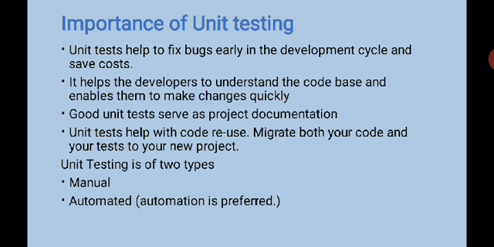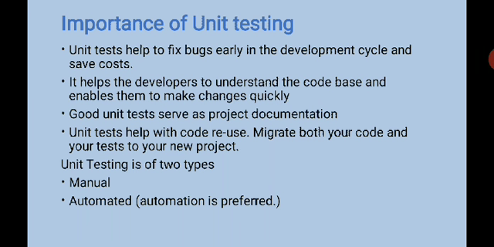Okay, what is the importance of unit testing? Why do we do it, why is it good, right? Unit testing helps to fix bugs early in the development cycle and saves cost, right? As the developer is developing, you're finding the bugs and correcting them, so it will save your development time and cost both. It helps the developer to understand the code base and enables them to make changes quickly. So nothing goes waste, not even the effort, nor the money. Okay. Now good unit tests serve as project documentation.